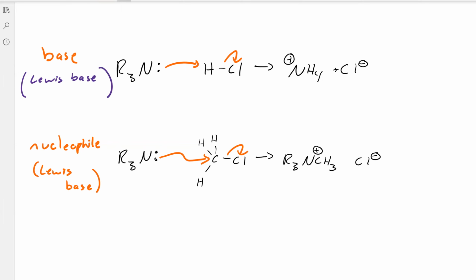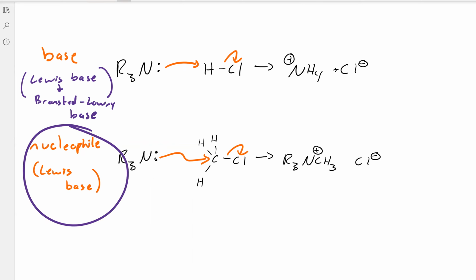But since it's accepting an H plus as well, it's also a Bronsted-Lowry base. Whereas the example below here, it's only acting as a Lewis base. And so remember, Lewis versus Bronsted-Lowry type of bases, it's kind of like all squares are rectangles, but not all rectangles are squares type of situation.